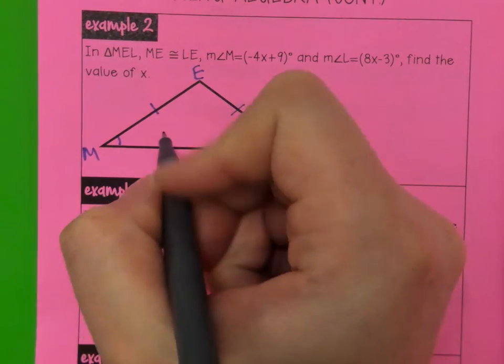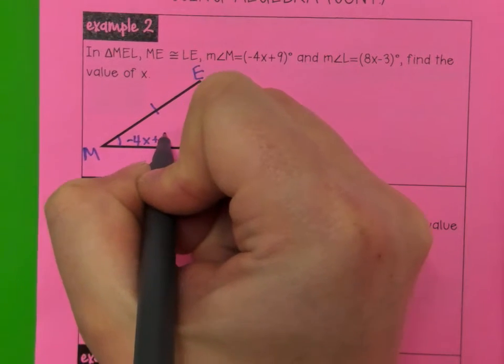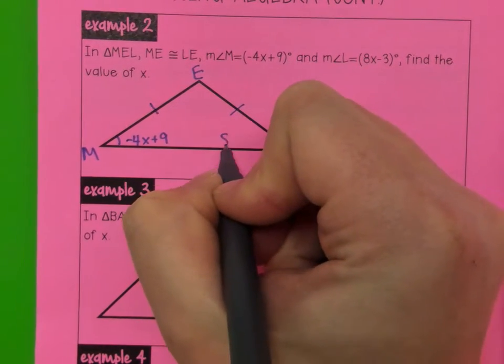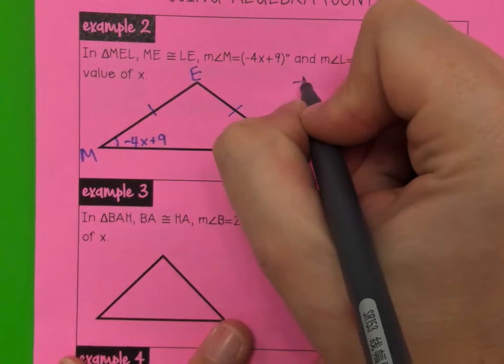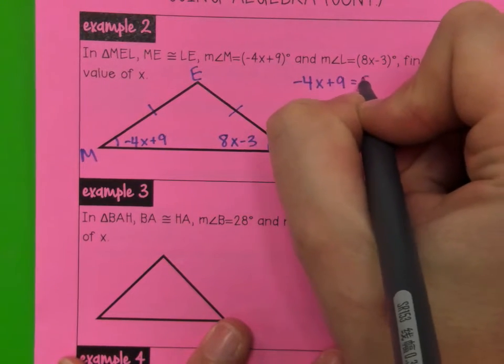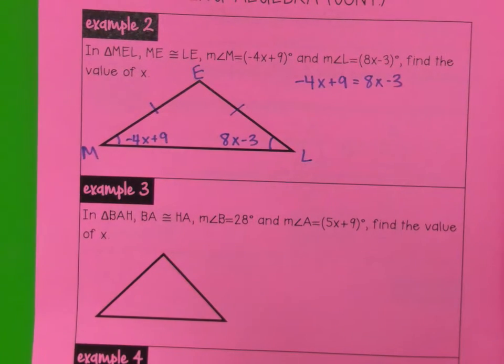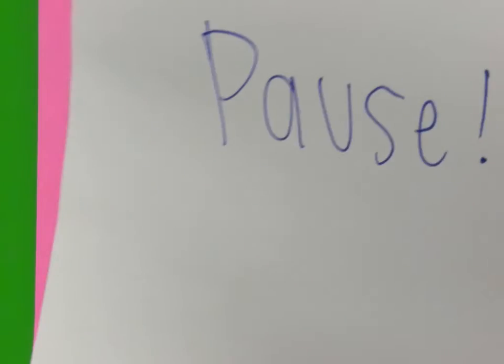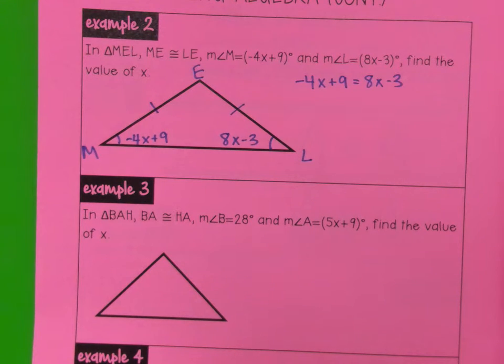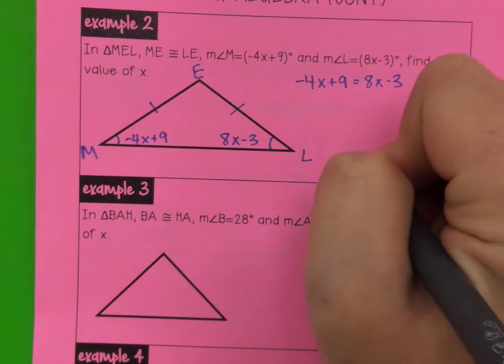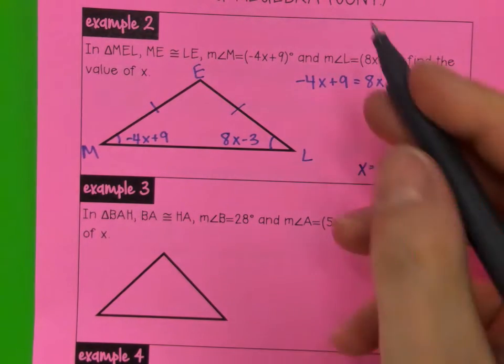So if your sides are congruent and your angles are congruent, then we know the measure of angle M is negative 4x plus 9, and the measure of angle L is 8x minus 3. Congruent angles you set equal to each other, so we have negative 4x plus 9 equals 8x minus 3. So take a minute, pause your video, and solve it. You should get x equals 1. If you don't know how to get x equals 1, talk to your neighbor.